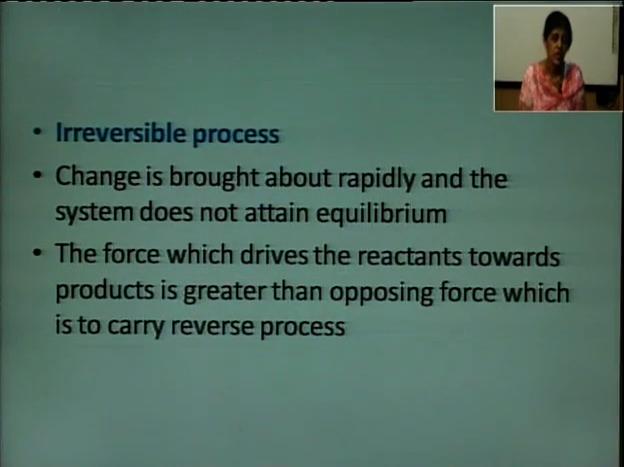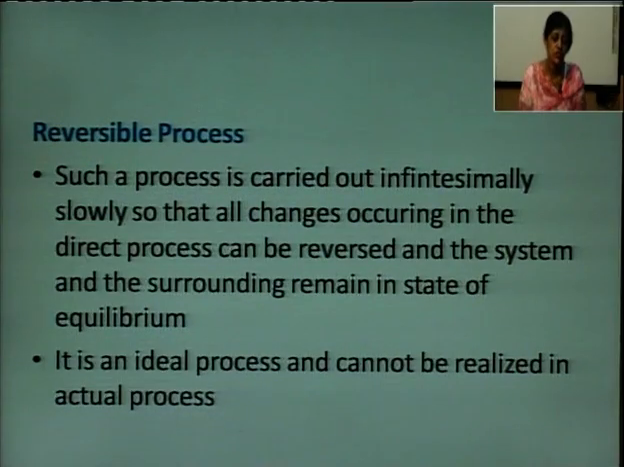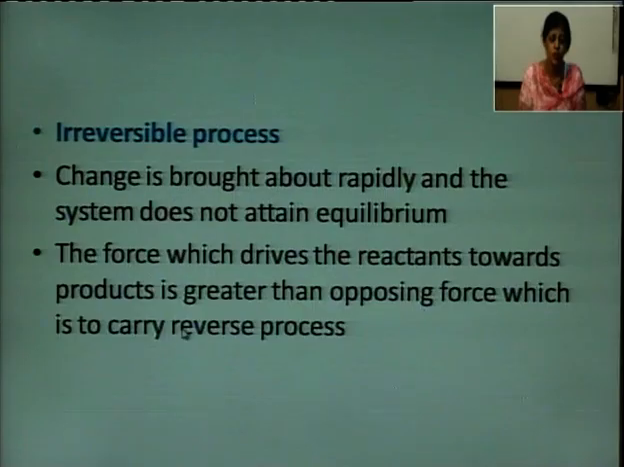Irreversible process. In a reversible process, the changes are carried out so slowly that the system and surroundings will always remain in a state of equilibrium. And in an irreversible process, the change is brought about too rapidly, very rapidly, and the system does not attain, just mark the word, does not attain equilibrium. So, that is about reversible process and irreversible process.